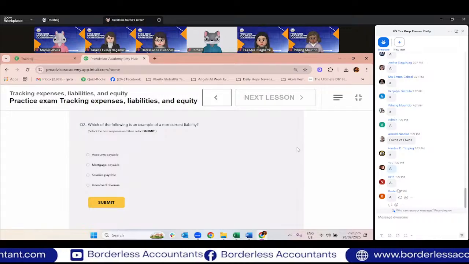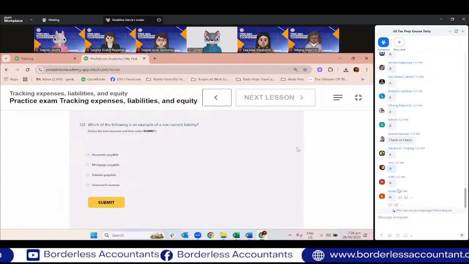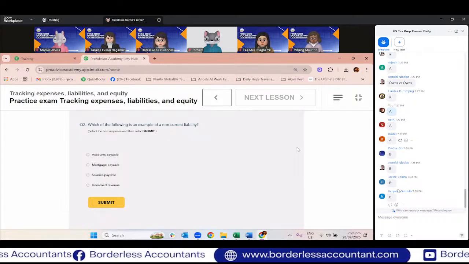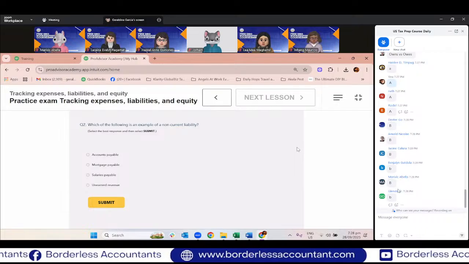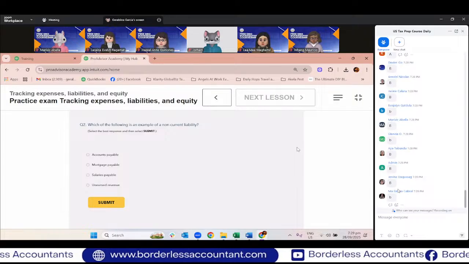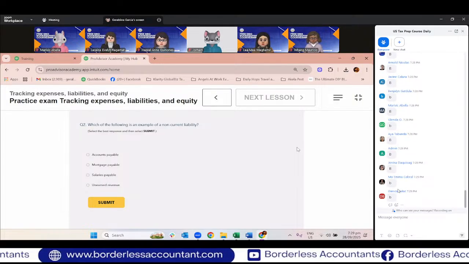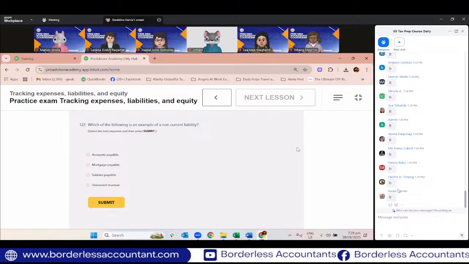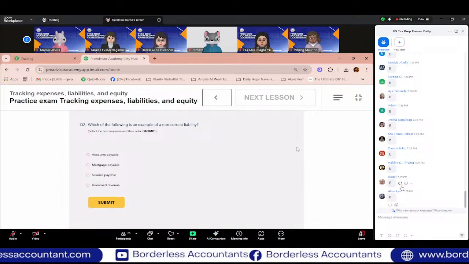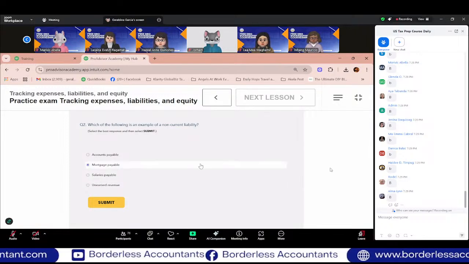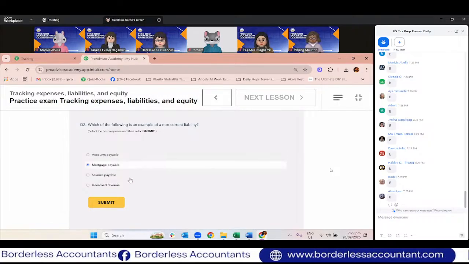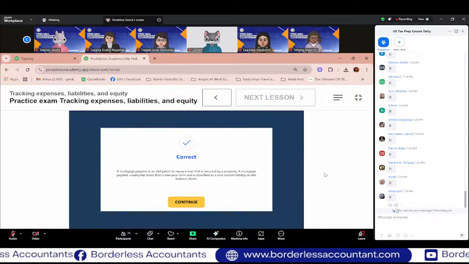Which of the following is an example of a non-current liability? Select the best response and then select submit. A, accounts payable. These are generally short-term payables and paid within the normal accounting cycle. B, mortgage payable, practically these are always long term. Salaries payable is also current. Unearned revenue is also current. So the answer is letter B. Can we submit, gang? Thank you.